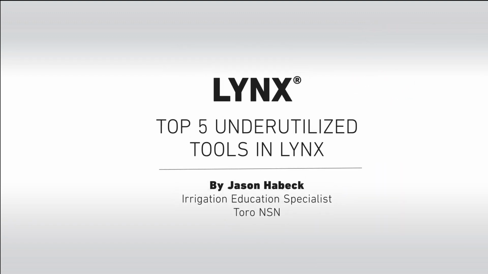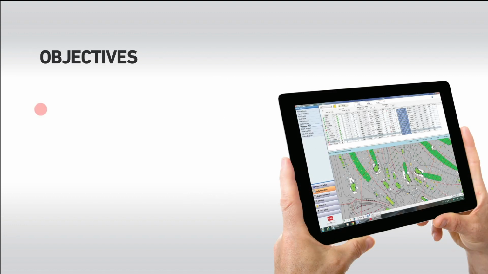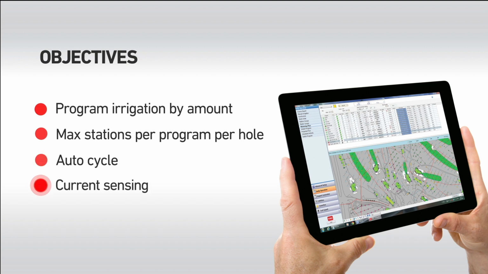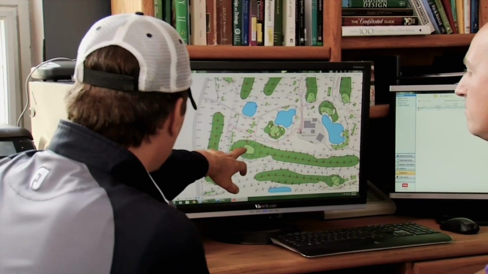In this video, we're going to discuss the top 5 underutilized tools in Lynx. The objectives of this course are to understand how to program irrigation by an amount instead of runtime, and how Lynx calculates runtime from the programmed amount. Understand how to set up max stations per program per hole in the watering plan. Be able to configure auto cycle and understand how to utilize that tool. Understand how to configure current sensing in the hardware screen. And be able to explain how to set up PMGs and hydraulics and how they affect the irrigation cycle.